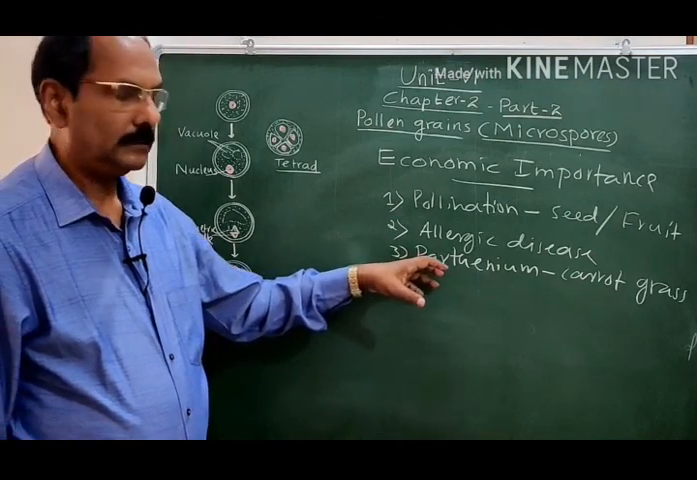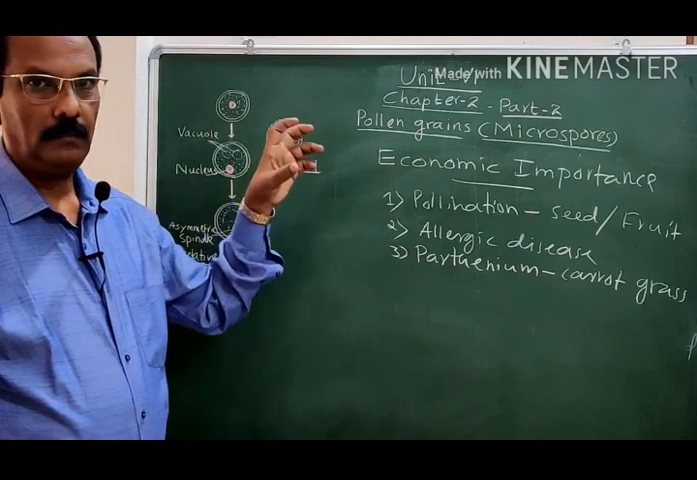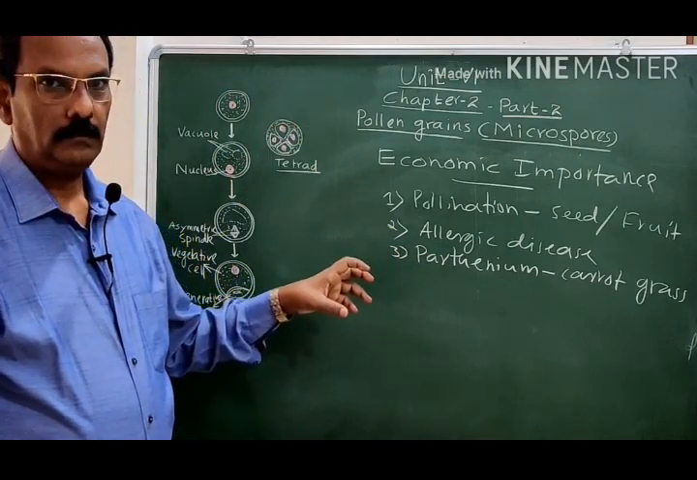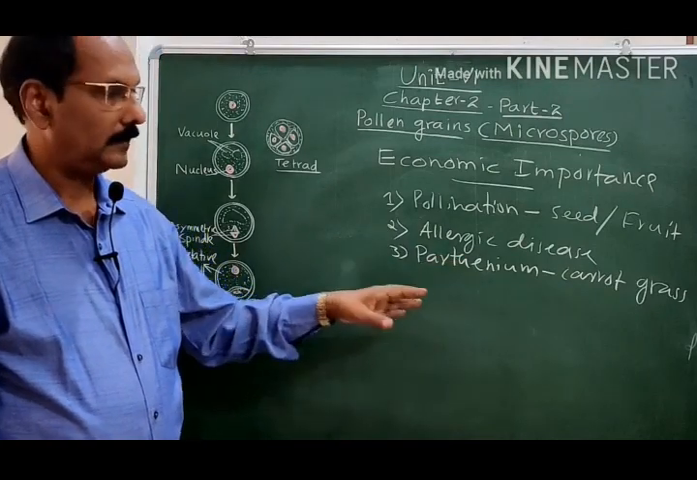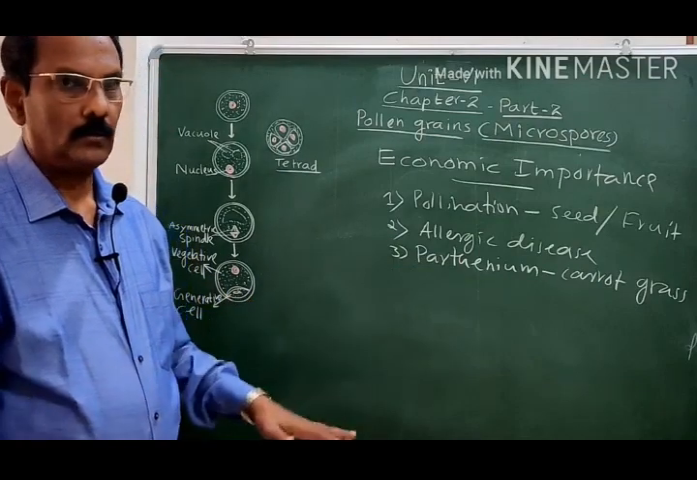Nowadays, Parthenium is a big headache to the government, just like the terror of Bengal, water hyacinth, in the water. It is a very big headache to the government. Parthenium cannot be eradicated easily. It spreads to each and every nook and corner of the earth.